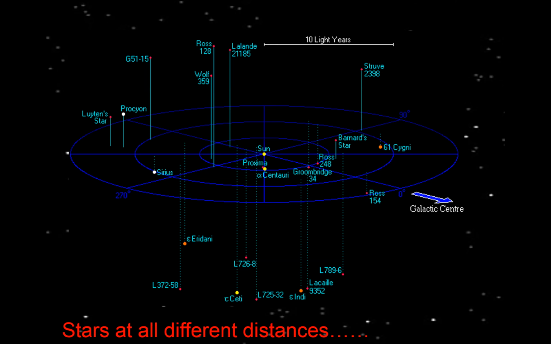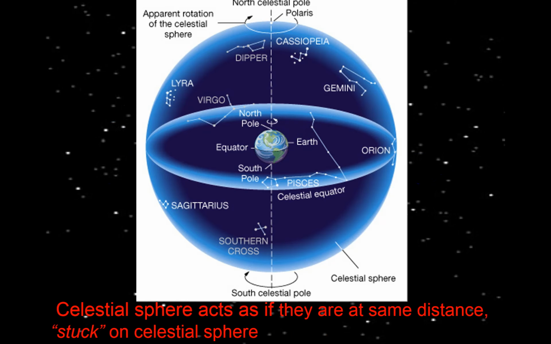We'll talk about this brightness problem later on, but right now the fact the stars are at all different distances really doesn't matter to our coordinate system. We're going to pretend the celestial sphere is stuck out there in space and all the stars are stuck on the inside of the sphere. So their distance away from us doesn't matter. All that matters is their position in the sky. And our coordinate system will then tell us where those objects are.